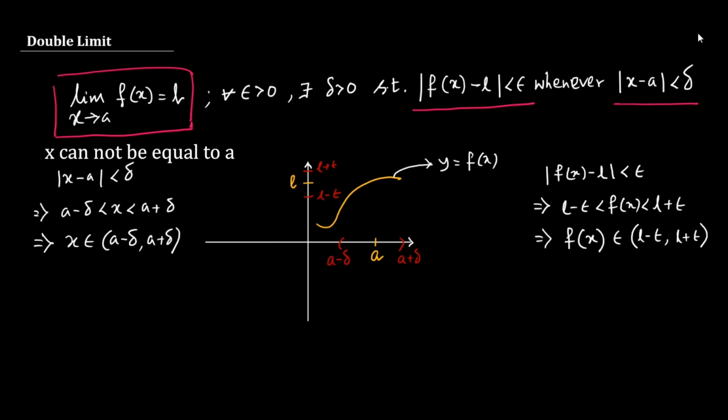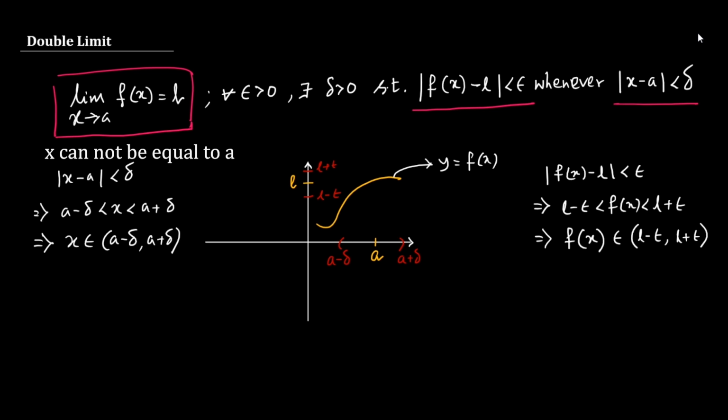So if we summarize, this mathematical definition written in terms of epsilon and delta means that whenever x becomes very close to a, f(x) becomes very close to L. If that happens, then we say that limit as x tends to a of f(x) is equal to L. I'm again repeating, whenever x becomes very close to a, if we see that f(x) becomes very, very close to L, then we say that limit as x tends to a of f(x) is equal to L. So the requirement is this.